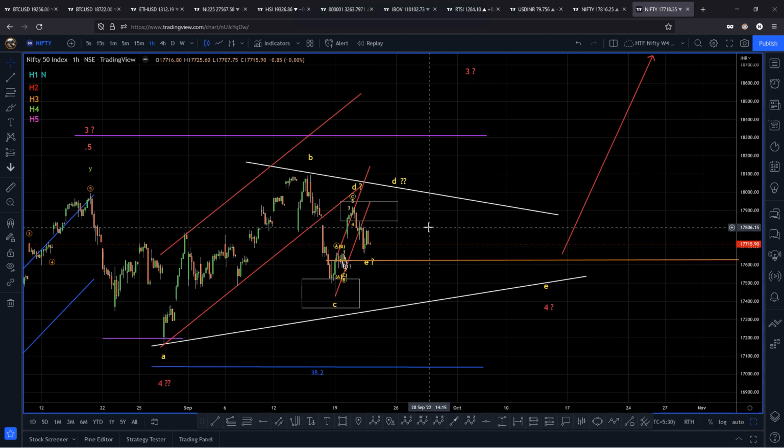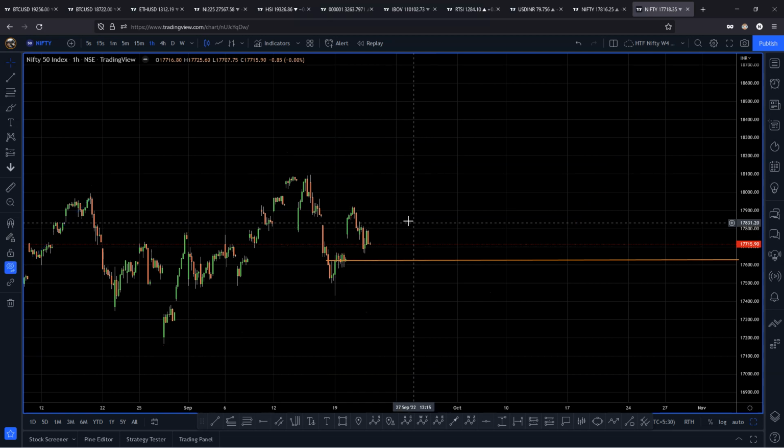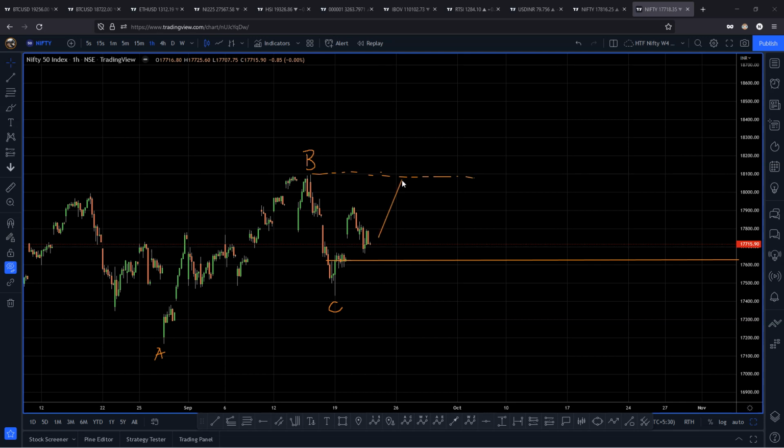Now the point of our discussion becomes this wave D. As we know, in a triangle, wave D can go as high as the wave B end. So it is possible that this market goes higher, and that will be the D, and then it will go down and then a new leg up. That is definitely possible, so it becomes important that we check a few more things here.